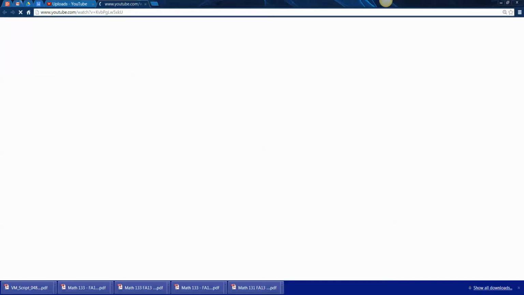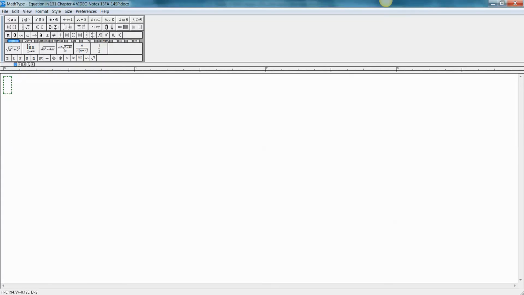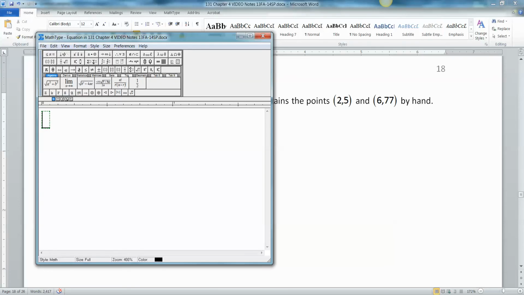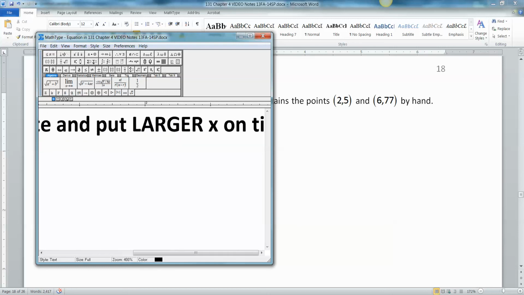Okay, so we had the points 2, 5, and 6, 77. So let me remind you, it's y equals a b to the x. Substitute, and put the larger x on top. Now that'll make more sense in a second.